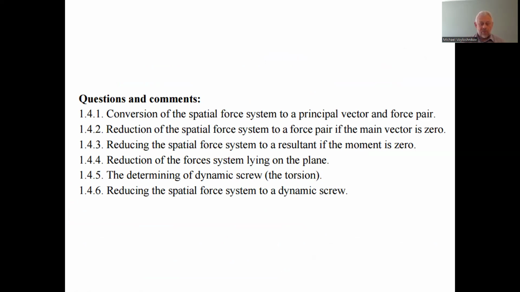Conversion of the special force system to a principal vector and force pair, to the main vector and the pair. So any system of forces acting on a mechanical system, like a material point or an absolutely rigid body or a system of absolutely rigid bodies, we can reduce to one acting force, the main resultant, and the main moment, this principal vector and force pair.